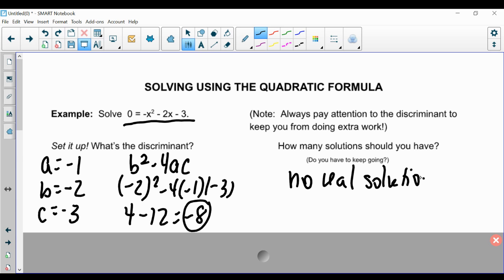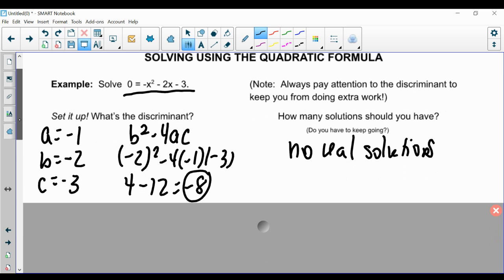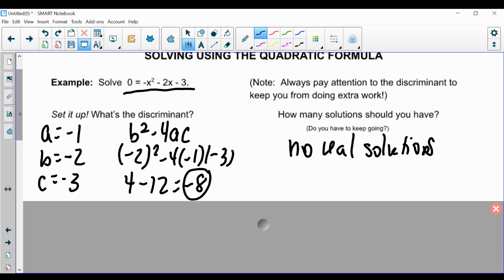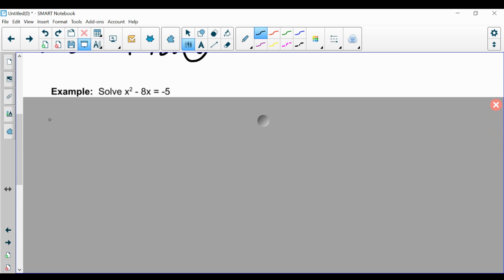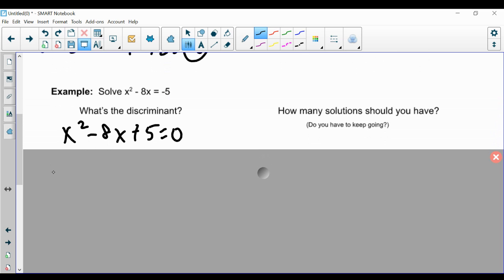So at this point, what we know so far is that we wouldn't be able to go any further. In a couple days, you will be, but at this point, we have no real solutions. This graph is not crossing the x-axis. Let's go ahead and take a peek at the second one.